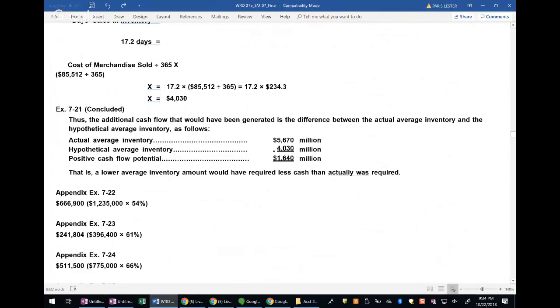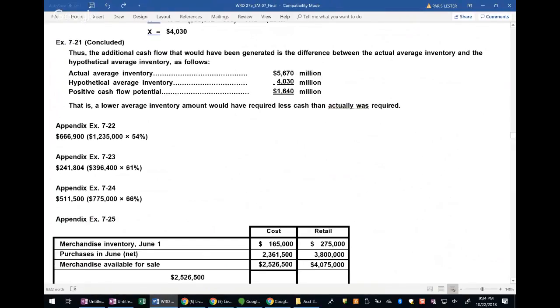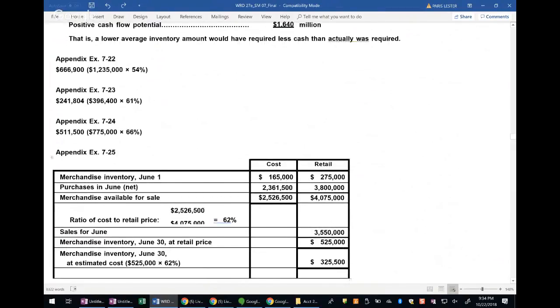62%. To get 62%? Okay, added your merchandise inventory and added what else? You add your inventories together. Let me show you here then. You add your cost, inventory plus purchases. It's your merchandise available for sale. Same for retail. Now you've got cost of 2,500,000, you've got retail at 4 million. So you divide the retail into the 2,500,000, you get 62%.